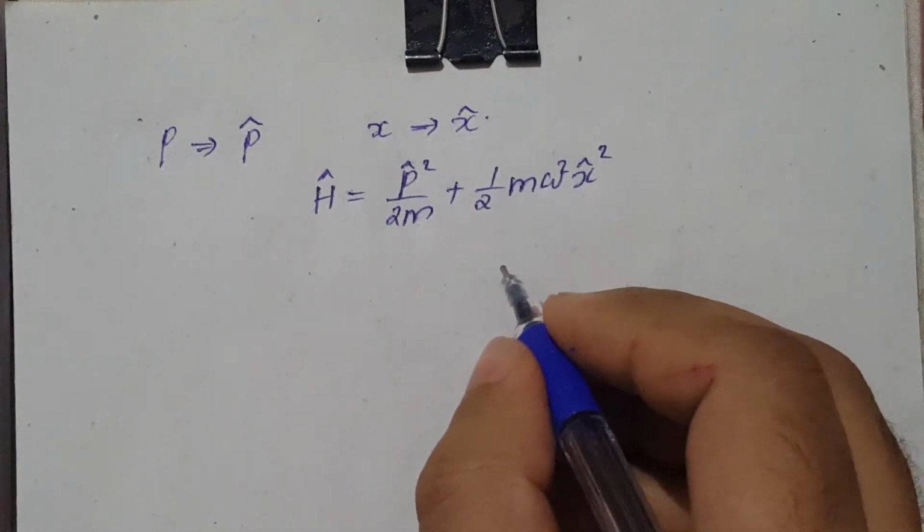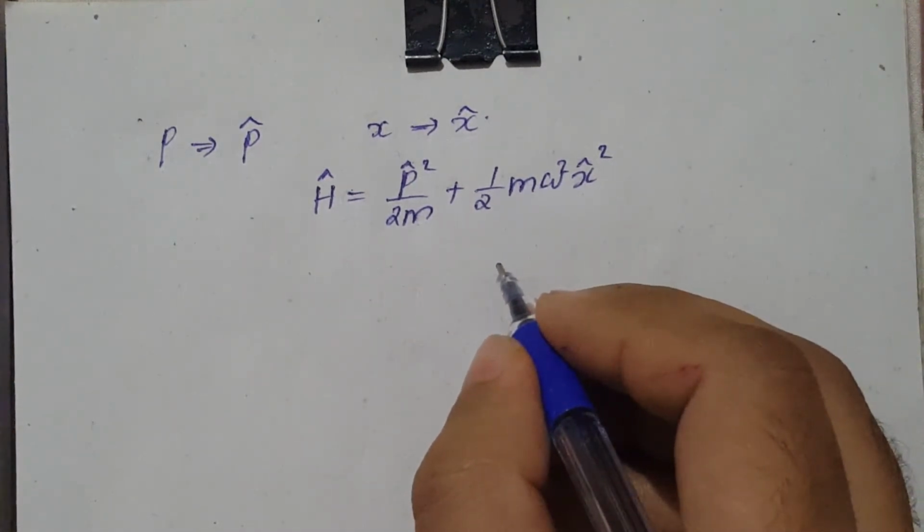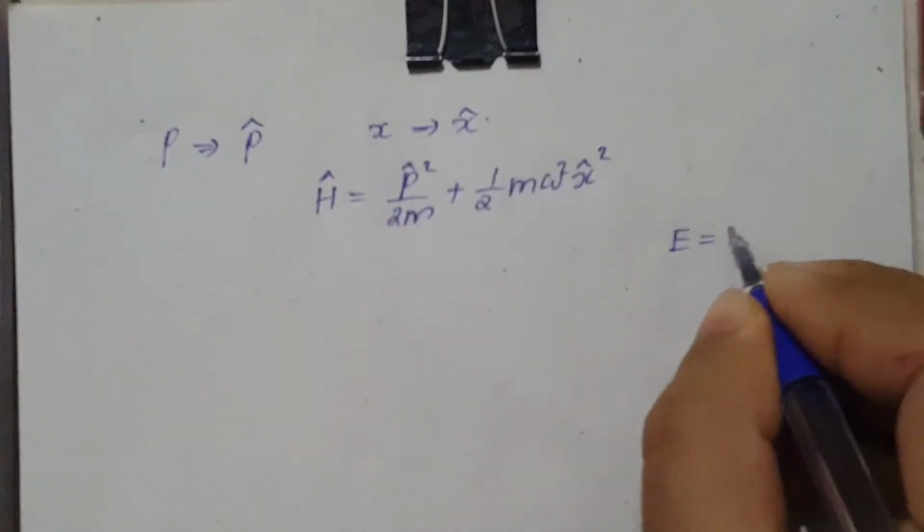So what can we do? What is non-dimensionalization? So you know that we sometimes write E as h nu. What is nu? Nu is 1 by t, so we can write E as h into 1 by t. Now multiply and divide by 2 pi, so h by 2 pi is h cut, then 2 pi by t is omega, so we can write energy as h cross omega.